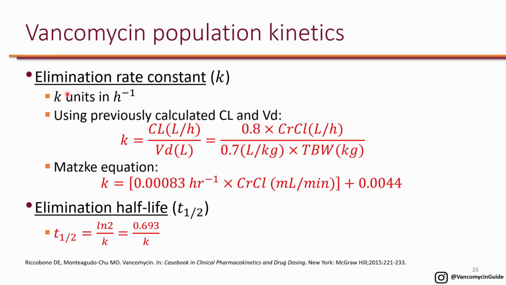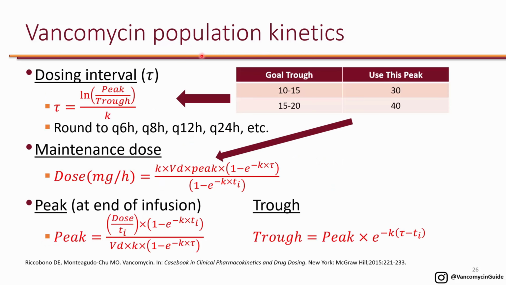So elimination constant. We actually are going to use the Motzke equation in this class. So this was derived from population kinetics, which is basically 0.00083 times creatinine clearance, this time in milliliters per minute. And then once you multiply that, you add 0.0044 to it, and it will give you K in inverse hours. And then of course you can use K to calculate half-life. And then you calculate tau.